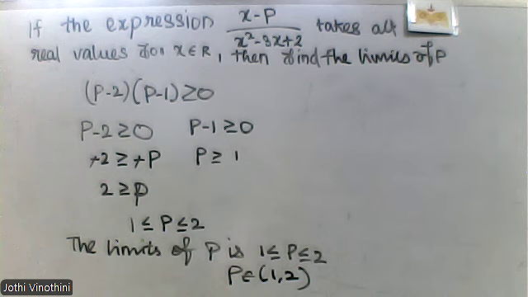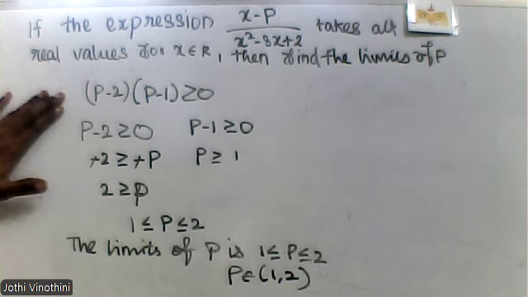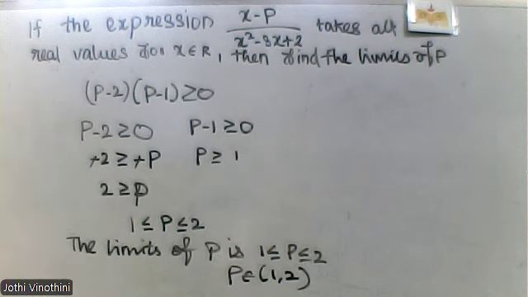Again comparing it, we find a, b, c. Again we take all the values here as real. So b squared minus 4ac must also be greater than or equal to 0. And we put the values again and find this equation. And finally, simplifying this equation, we find the limits of p. I hope you are clear with this sum.